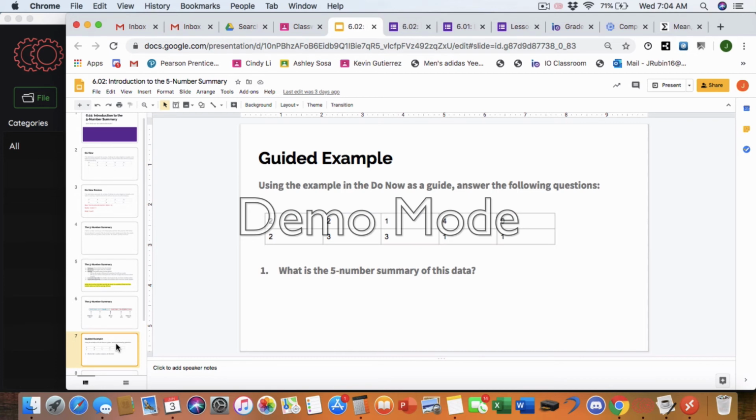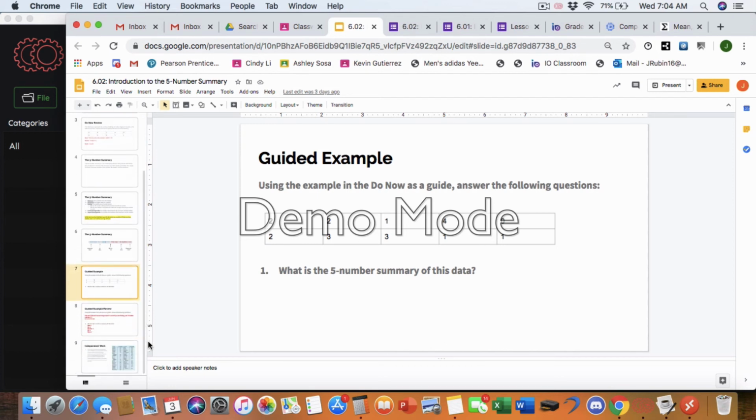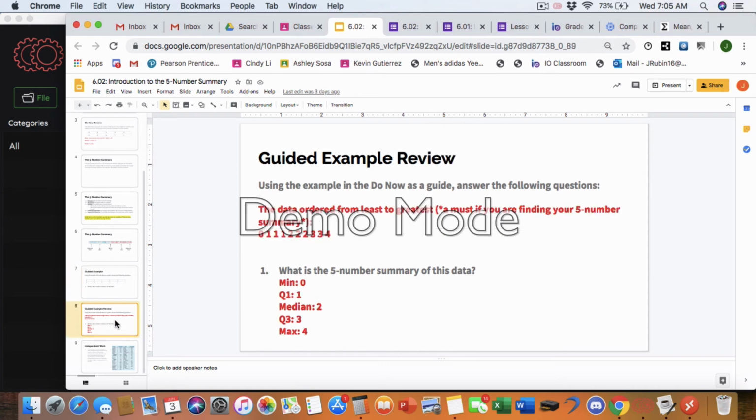All right, so take the do now, right? But now I would like you to come up with the five number summary for each. All right, so I did it by hand. So I organized it from least to greatest. If you're not using a calculator, this is something you have to do. Based on this, median we figured out from the do now was 2.